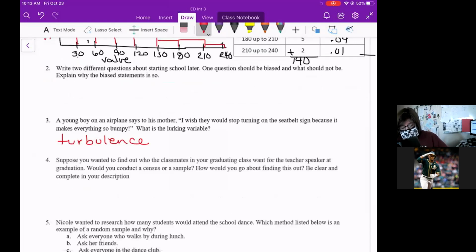Suppose you wanted to find out who the classmates in your graduating class want for the teacher speaker at graduation. Would you conduct a census or a sample? Ideas? Let's think about this. A census means you talk to everybody. Is it feasible to talk to everybody and get their opinion? Yes or no? Okay, so the answer could be both, by the way, based upon how you answer the second part.